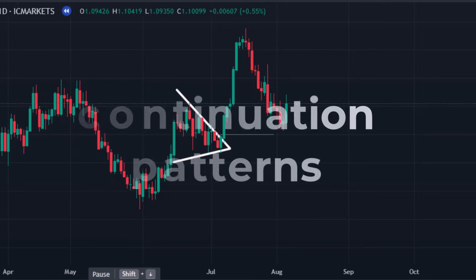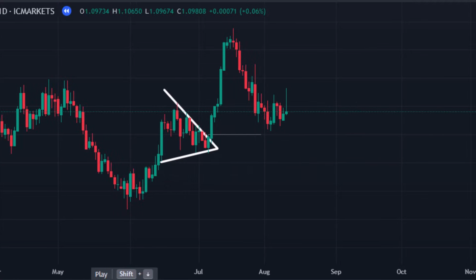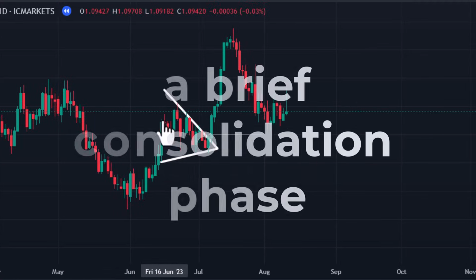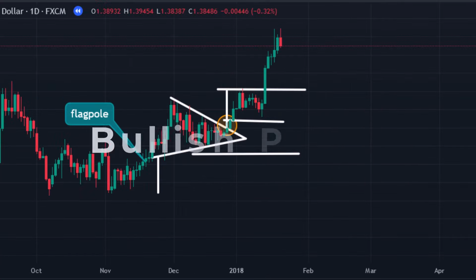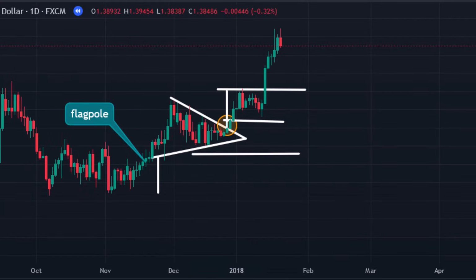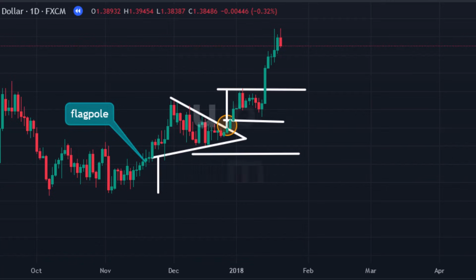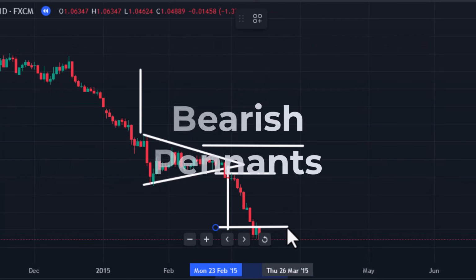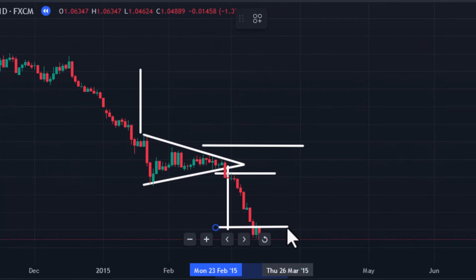Pennants are continuation patterns that form after a strong price move, followed by a brief consolidation phase. We have two types of pennants: the bullish pennant and the bearish pennant. Bullish pennants form after an upward move, signaling continuation of the uptrend. Bearish pennants form after a downward move, signaling continuation of the downtrend.